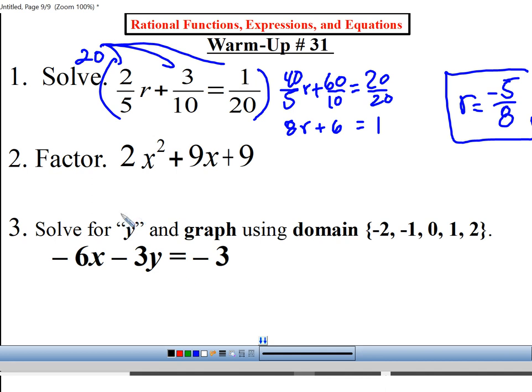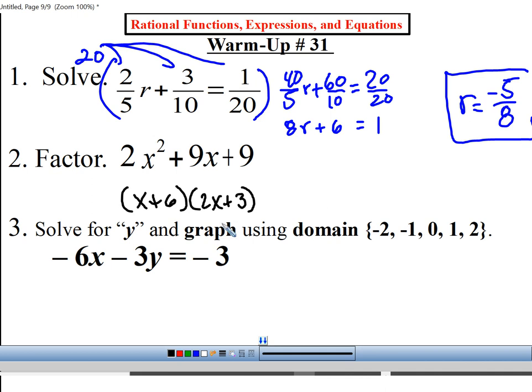Diego. You can do that one? Okay. Help him out, Kevin. X plus 6. 2x plus 3. Close. Maritza? X plus 6?